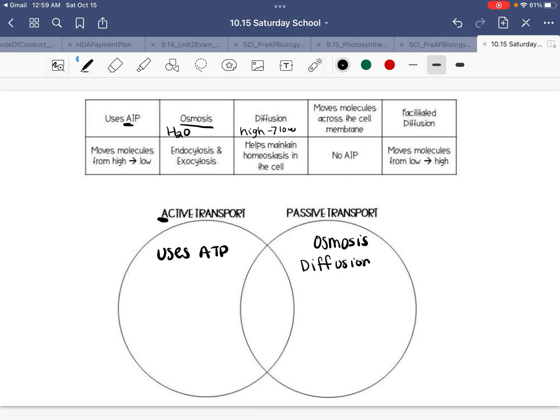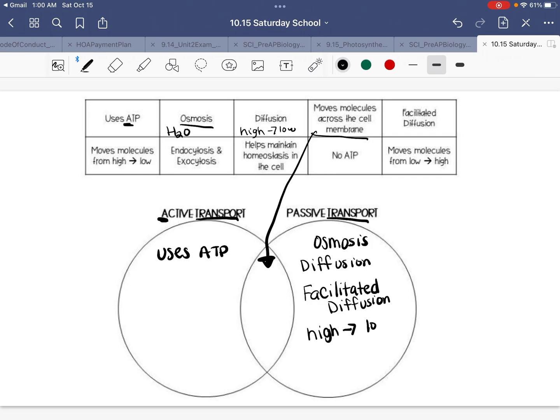Molecules move across the cell membrane. That happens in both. So this one will be in both. Molecules move across the cell membrane in active transport and passive transport. They're both transport. Facilitated diffusion. Remember, facilitated diffusion is a type of diffusion where your particles, like glucose, are a little bit too big, so they use that protein to go through the cell membrane. Moving your molecules from high to low, that is passive transport. Remember, going from high to low, from crowded to less crowded, that is going with the concentration gradient.